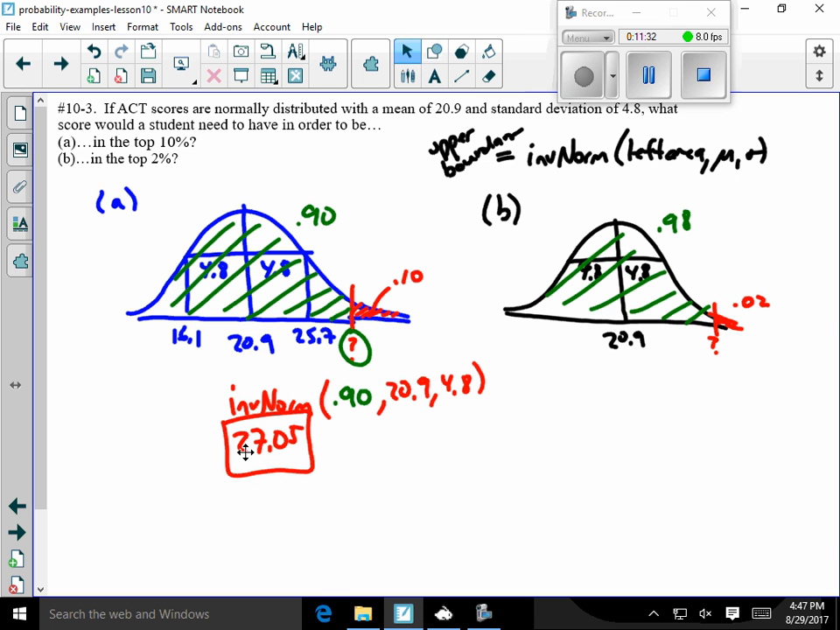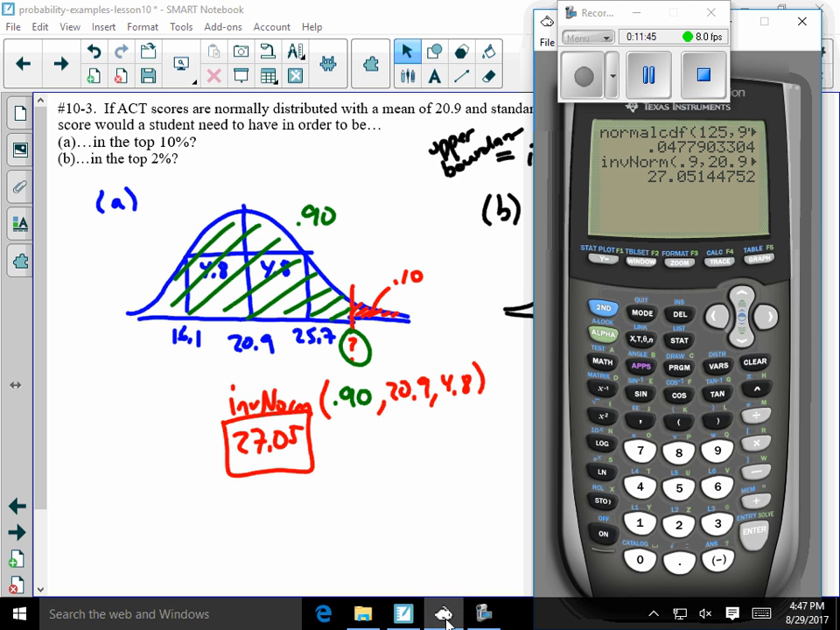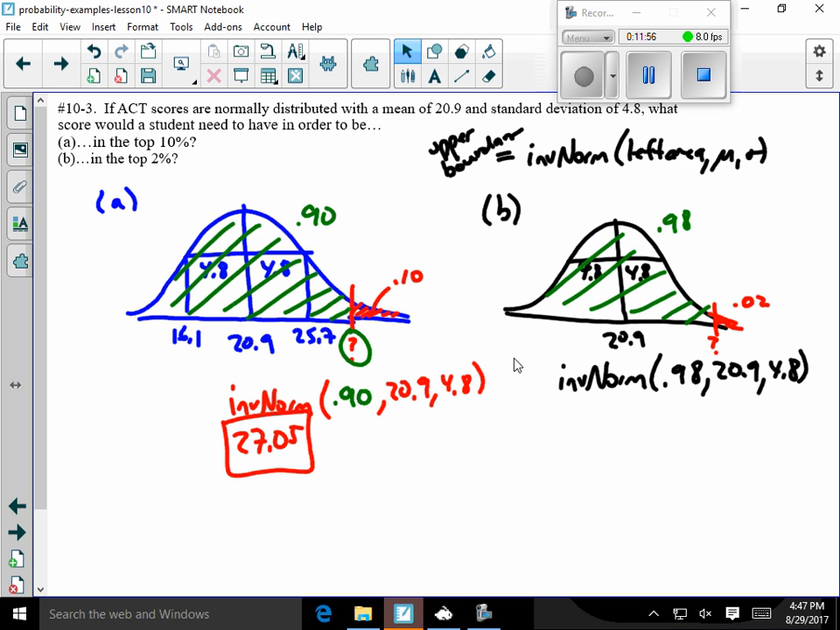and that means that the calculator function we would use is inverse norm. If the area to the left is 98% with a mean of 20.9 and a standard deviation of 4.8. And so that turns out to be the same function. I just want the area to be 98% this time. And so that turns out to be 30.7.